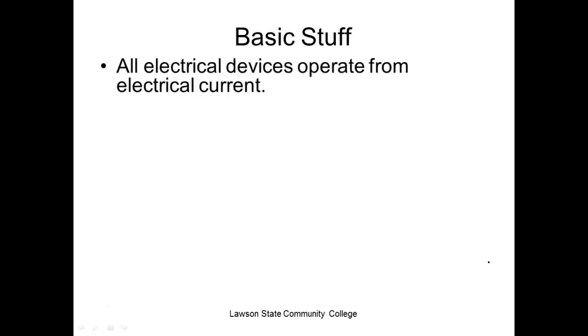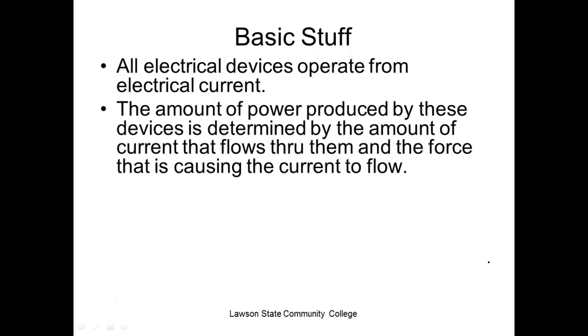Basic stuff, right? All electrical devices operate from electrical current, but we can't have current unless we have voltage. We can't have power without current, but we can't have power without voltage either. Because power is the rate of doing work, so we've got to have a force and we've got to have a speed. The amount of power produced by these devices is determined by the amount of current that flows through them and the force that is causing the current. This is our power.